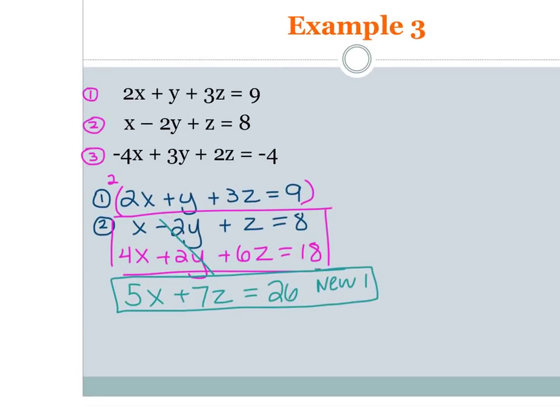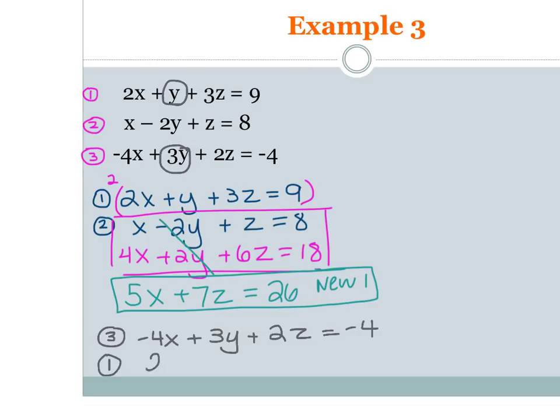Because we eliminated the y this time, we have to eliminate the y the next time. And because we didn't use equation 3, we have to use equation 3. So negative 4x plus 3y plus 2z equals negative 4. Now, if I look at the y's in equations 3 and 2, that's where I'd have to change both of them, so I'm not going to pick 2. 3 and 1 is a little bit easier to do.